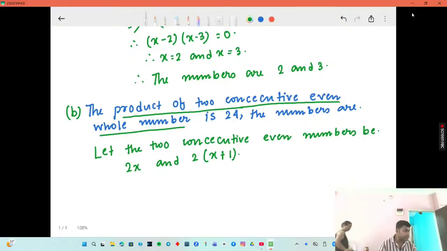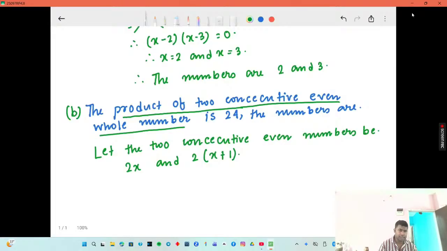So how we have to take the value of even numbers? What is an even number? First we have to know what is an even number. Even numbers are those numbers which are divisible by 2. Is it clear? So what is an even number? An even number is a number which is divisible by 2.